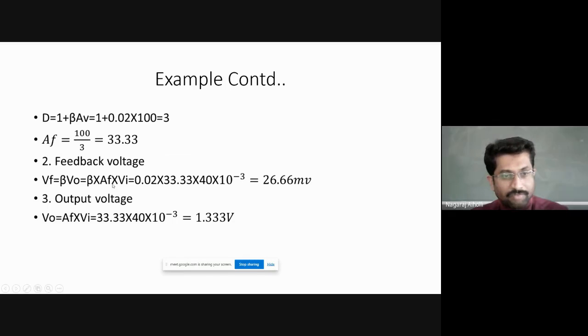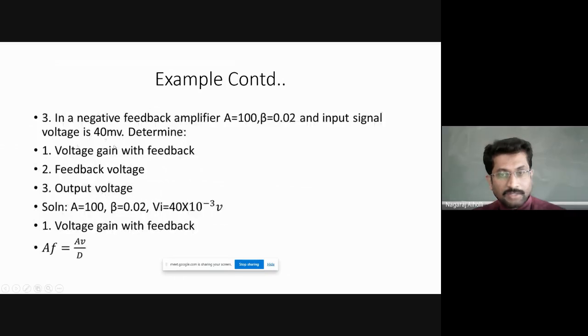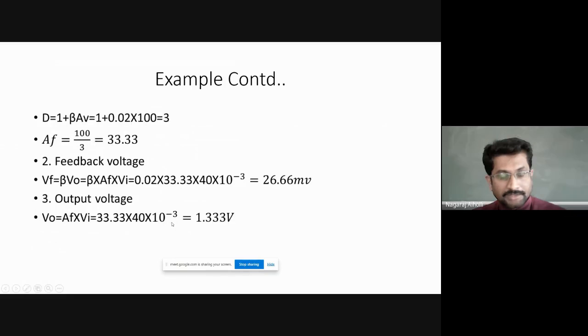Next, find out the output voltage. The output voltage is AF into Vs or AF into Vi. For a feedback amplifier, the gain AF is equal to V naught by Vs, not V naught by Vi. Without feedback the gain is V naught by Vi, but with feedback it is AF equal to V naught by Vs. Here Vs is Vi. So V naught will be equal to AF into Vi, that is 33.33 into the given 40 millivolt signal, 40 into 10 raised to minus 3.